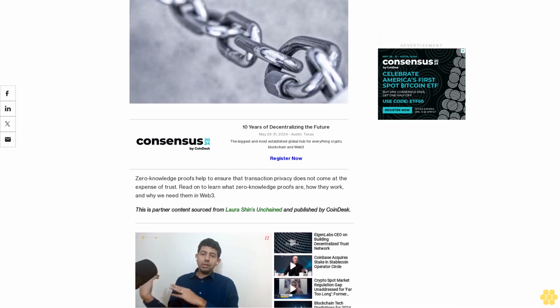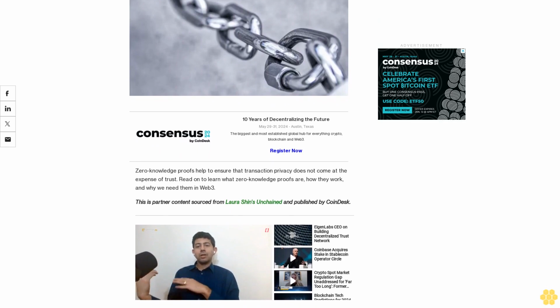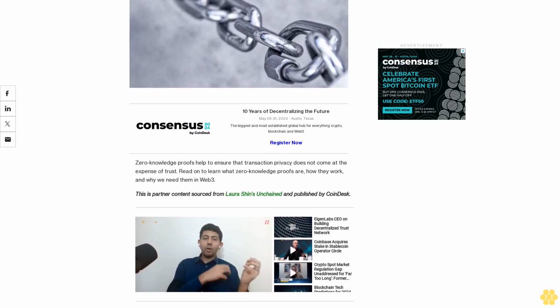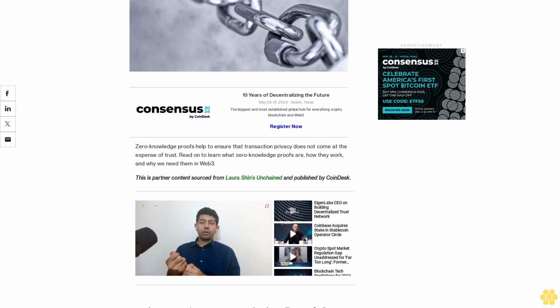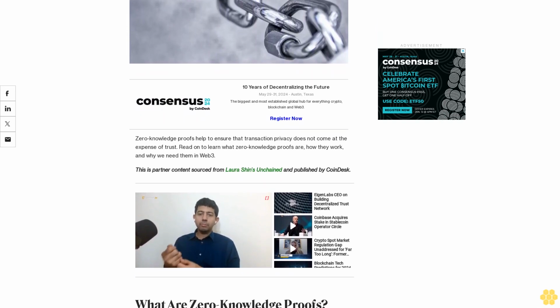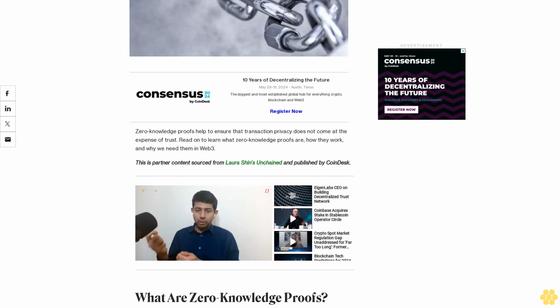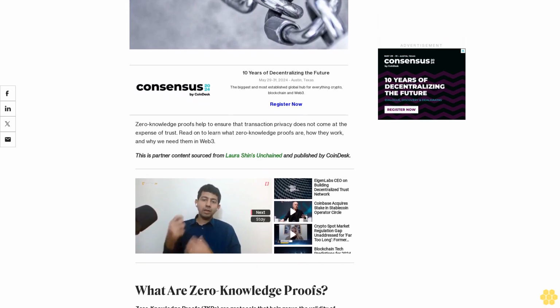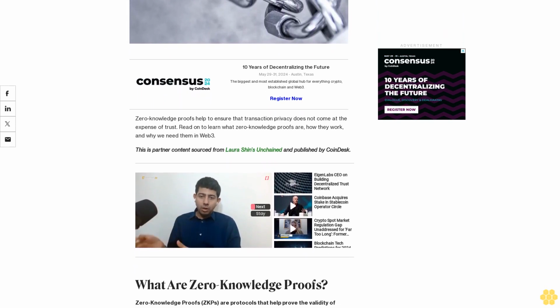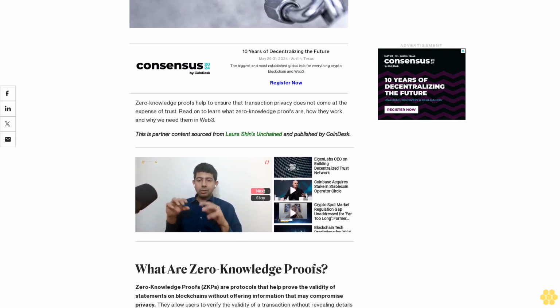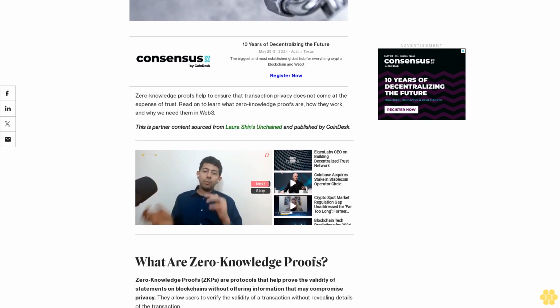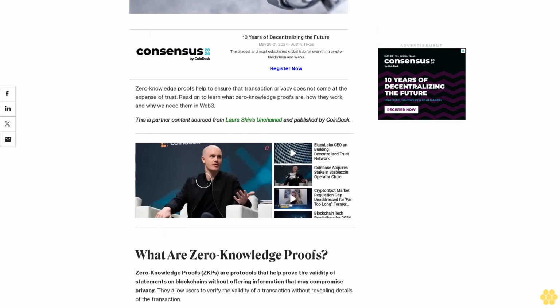What are zero-knowledge proofs? Zero-knowledge proofs (ZKPs) are protocols that help prove the validity of statements on blockchains without offering information that may compromise privacy. They allow users to verify the validity of a transaction without revealing details of the transaction. In zero-knowledge proofs, the prover is responsible for proving the claim, and the verifier's role is to validate it. The protocols reveal on-chain that the hidden information is valid, and the prover knows this with high certainty.